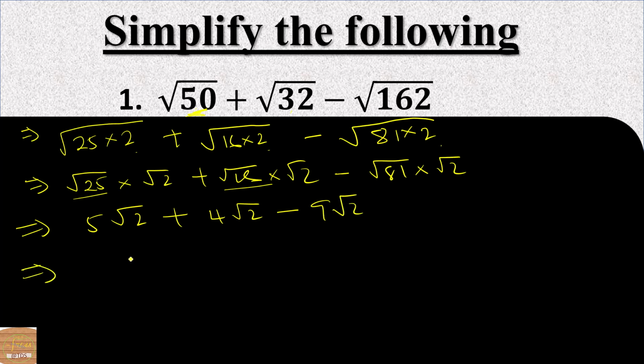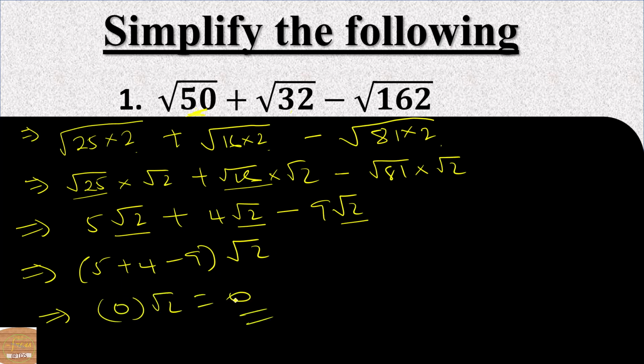Now let's look at this. So this one is behaving like addition and subtraction. This one is in its basic form, and therefore we can add the coefficients. So we have 5 plus 4 minus 9, times root 2. So 5 plus 4 is 9, 9 minus 9 is 0, so 0 times root 2 is of course 0.